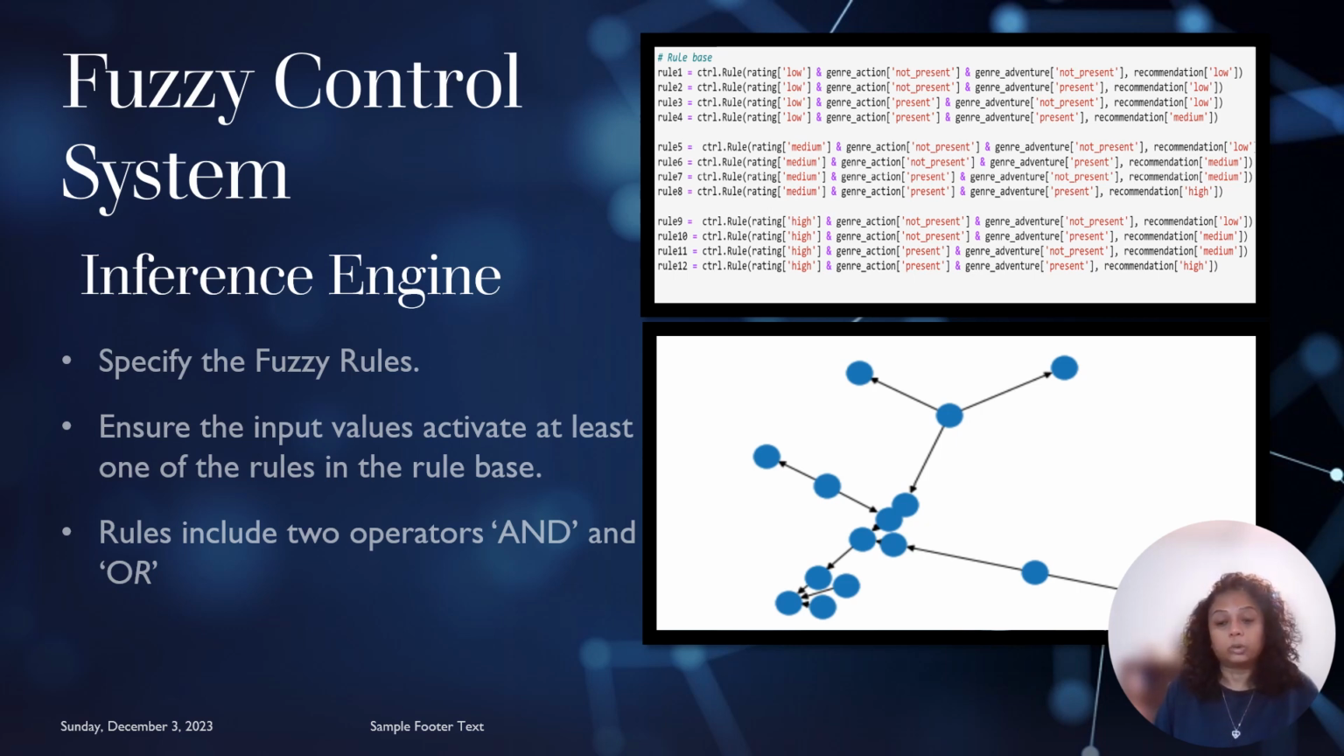And the rules include operators. Here I've used only one operator, that is the AND operator, but there are two operators we can use, AND and OR. The AND operator implies the minimum operation on the respective sets, and the OR operator implies the maximum operation on the sets. And these rules, as I said, use only the AND operator. This is the picture of rule 1, how visually that looks.